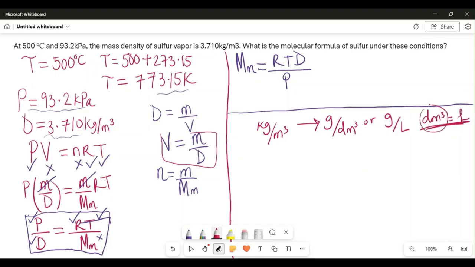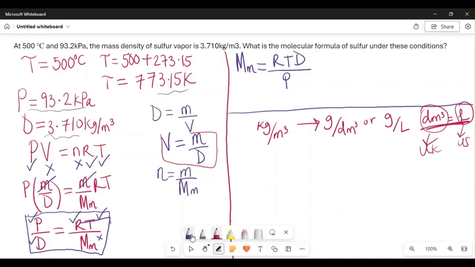It's just that dm cubed is used more in the UK, and liter is used in the US. So depending on what curriculum you are using, some places are going to use dm cubed, and some other places would rather use liters. So just put that in your memory.